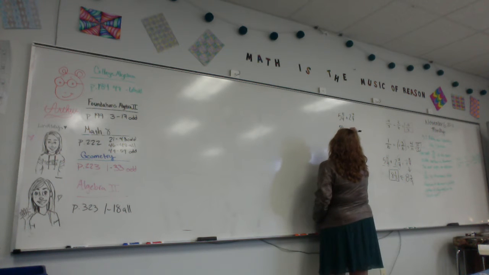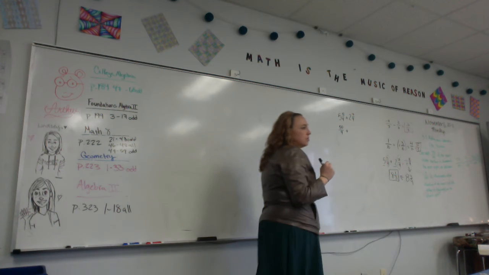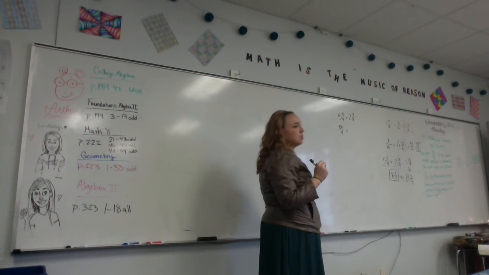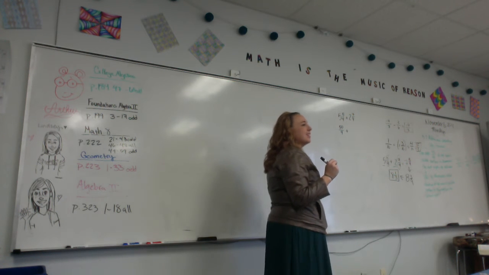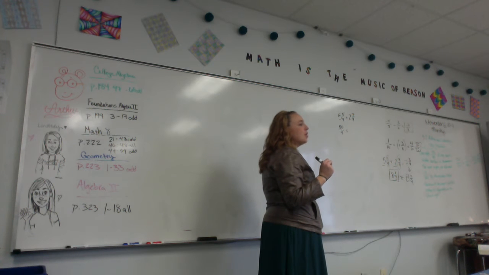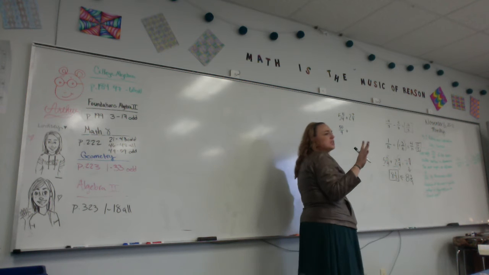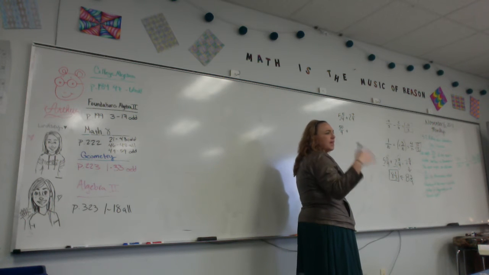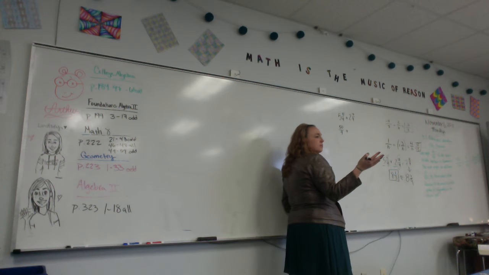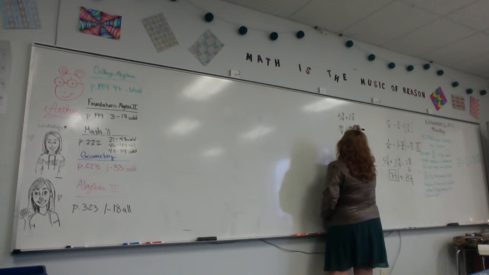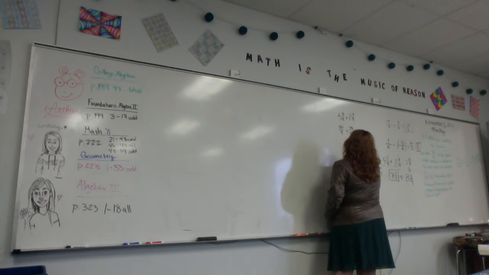Okay, what does 2 and 7/9 change to? Wait, let me think. 25 over 9. 2 times 9 is what? 18. 18 plus 7 is? 25. Okay. So I get 25 over 9.